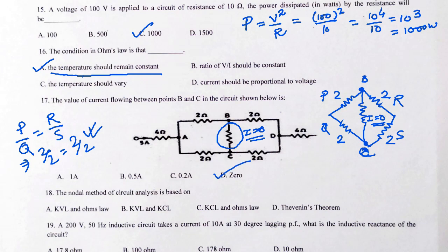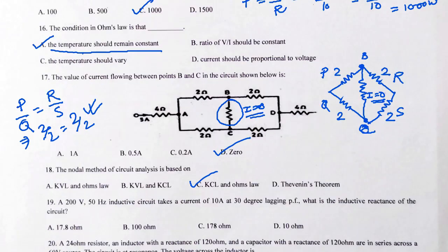The nodal method of circuit analysis is based on, you know, in nodal method, basically we try to find out the current entering a node and current going out from a node. So we basically apply KCL there. Definitely we use Ohm's law for finding the relationship between the voltage and resistance. So here option number C, that is KCL and Ohm's law, is the correct answer.